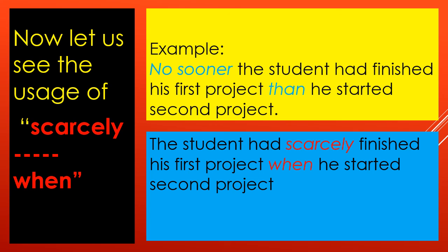Here, two changes have been made. No sooner is removed at the beginning of the sentence and scarcely is added after the auxiliary verb had, just like hardly, where we have added that hardly. In the same place we have added scarcely. And one more, than. In the place of than, when is used. So these are the two changes you have to make when you want to use scarcely when. See, these two sentences give same meaning.